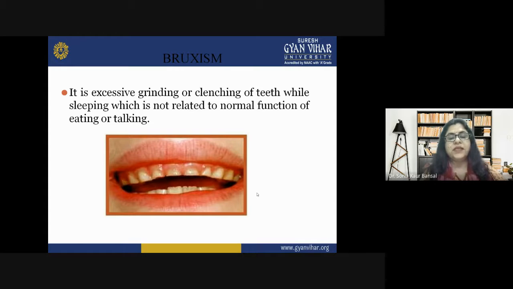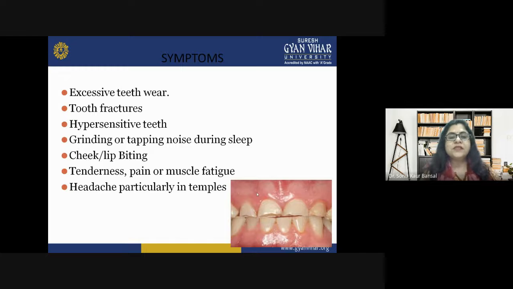Now, bruxism, though both pronunciations are correct, is excessive grinding or clenching of teeth while sleeping, which is not related to the normal function of eating or talking. With bruxism, you can see that some children do not have a proper shape of teeth, and maybe they have clenched their teeth. So what are the symptoms? Let's discuss.